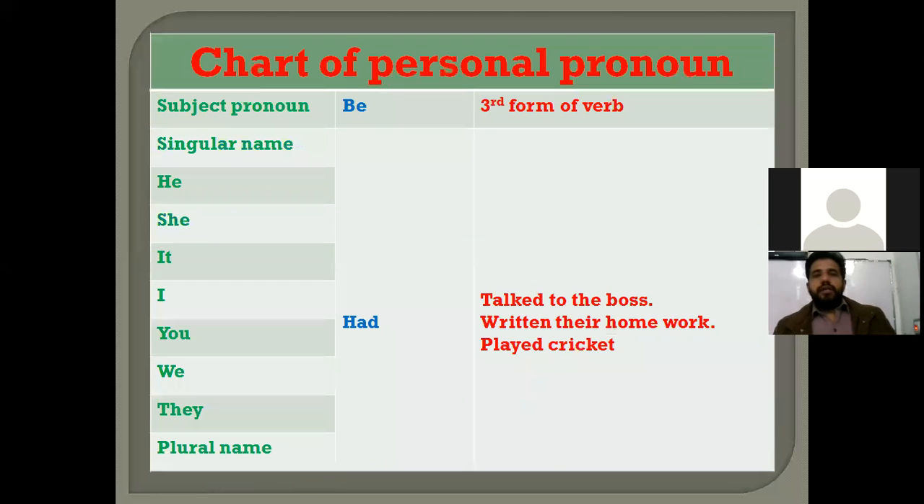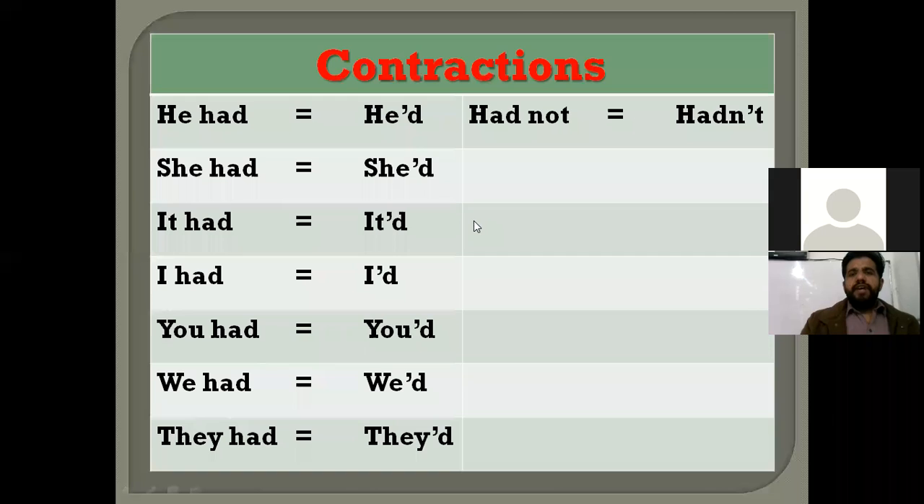Then we have short forms of personal pronouns. With all of them, you will use helping verb had. With singular pronouns like he, she, it, I, you, and plural we, they, with all of them, you will use had, and then third form of verb. The short form of had is apostrophe D. Like he had, he'd. She had, she'd. It had, it'd. I had, I'd. You had, you'd. We had, we'd. They had, they'd. Had not short form is hadn't.